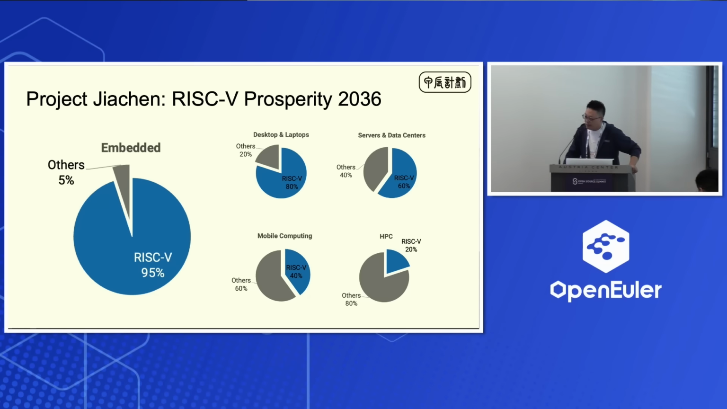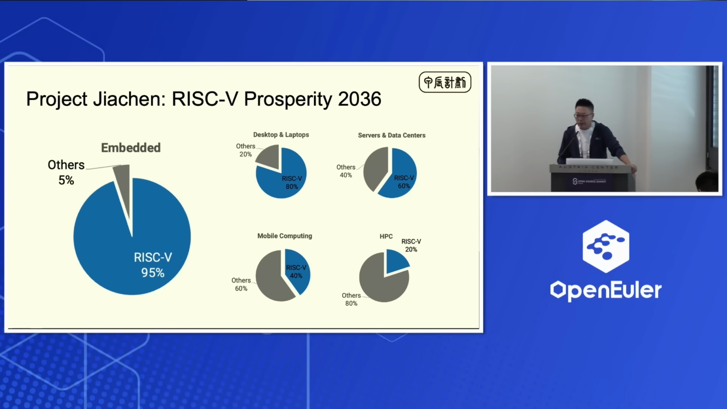So we said in 10 years, after 12 years, in the embedded market, all new chips, all new CPUs will use RISC-V instruction sets. And for the HPC area, in the world top 500 HPC servers, we predict that 20% of the new HPC will use RISC-V as the main controllers.